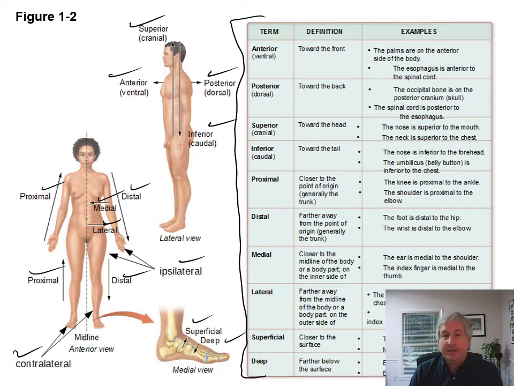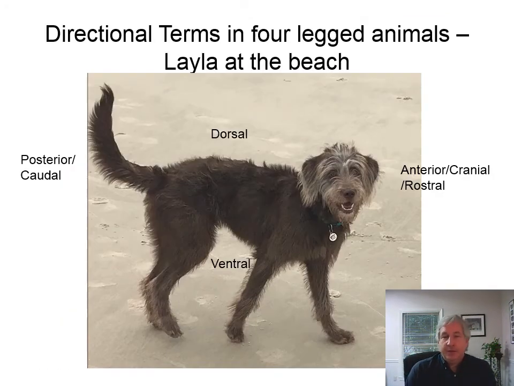Okay, next slide. So directional terms, one thing to notice is that directional terms are used in a certain way in humans, but they're used slightly differently in animals. We still have dorsal and ventral. Dorsal meaning the back, okay, and ventral.